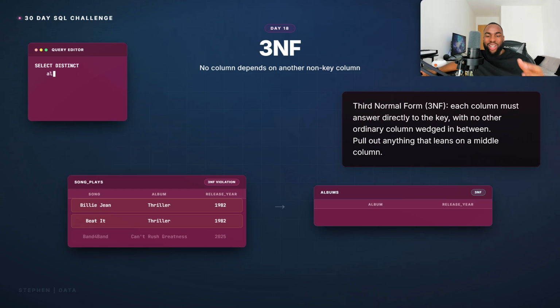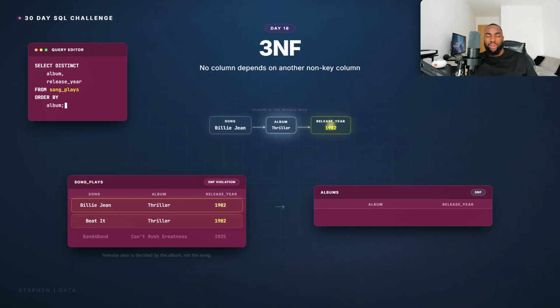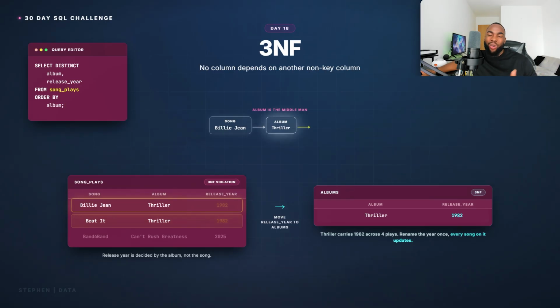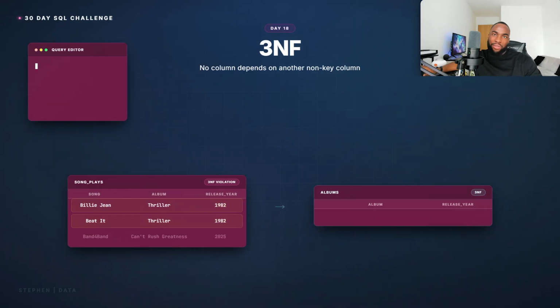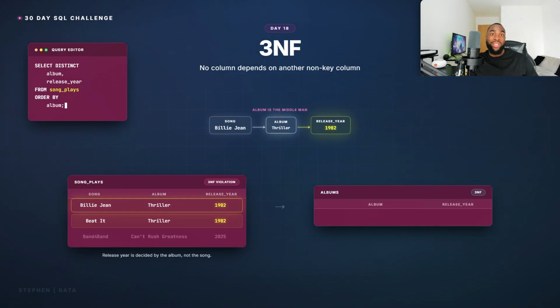So in other words, no ordinary column is allowed to lean on another ordinary column to get its value. The main goal of third normal form is to get rid of any single column that depends on a non-key column instead of the key itself. Any situation where an ordinary column depends on another ordinary column violates third normal form, or the table is violating third normal form.